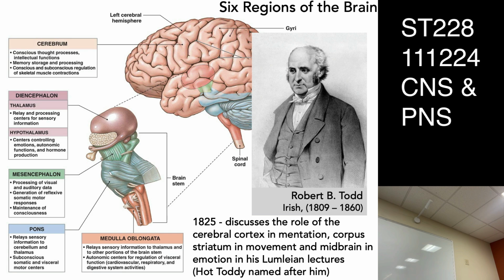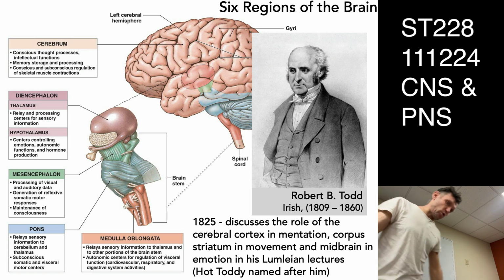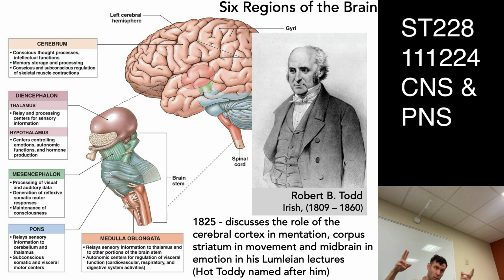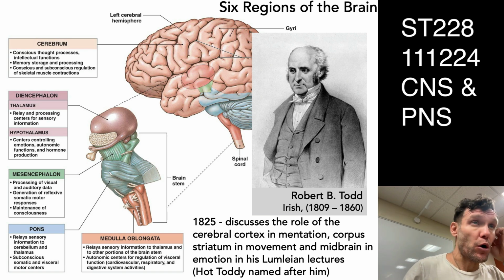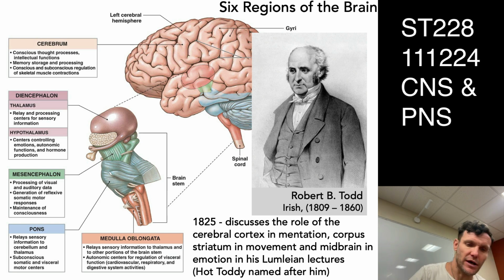But this guy talked about the importance of those structures in what we now call the limbic system, the emotional system, and in movement, emotion, etc. He talked about all this in a famous series of lectures called the Lumleian lectures, during which he would famously, to keep his, these lectures were epic.